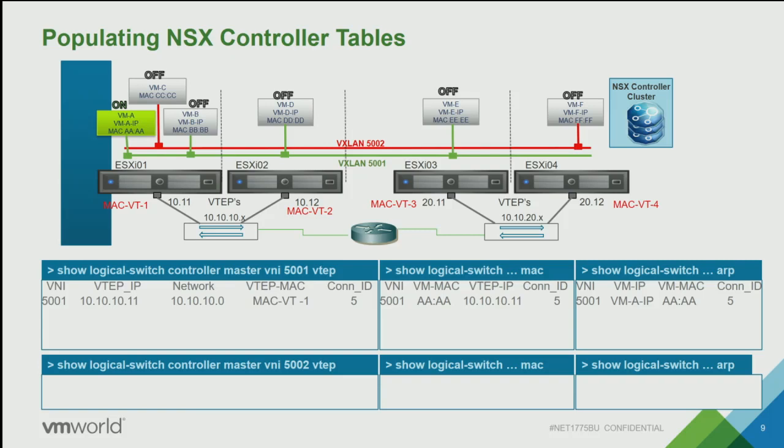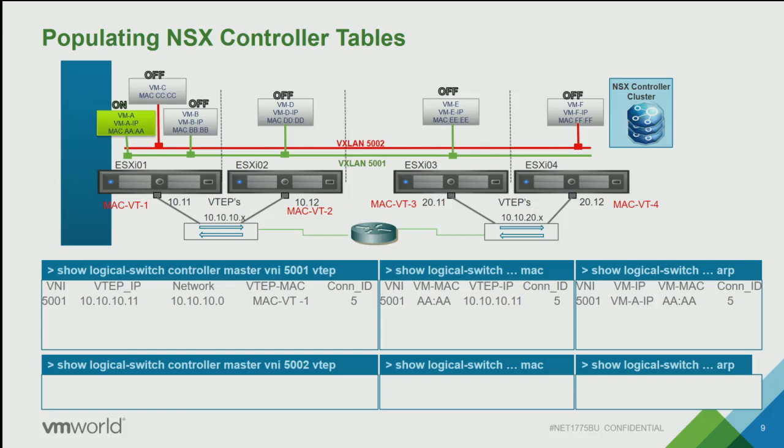We'll see the VNI ID that VMA is on. It's on the green logical switch, which is 5001, so we see 5001 right across the board. We see the VTEP IP. VMA is on host 1, and there's its VTEP, so we see the entry 10.10.10.11. Excellent. We see the subnet that VTEP is on, the 10.10.10 network. Beautiful. And we see the MAC address of the VTEP, MAC VT1. And as I mentioned before, we see this connection ID. You can think of the connection ID as a way that we identify the VTEP.